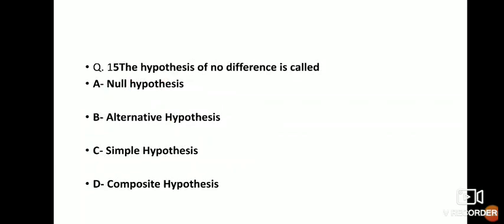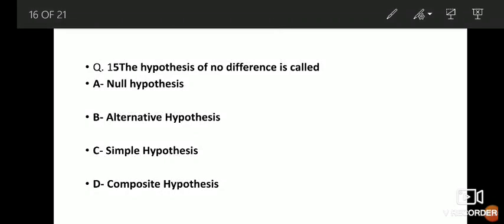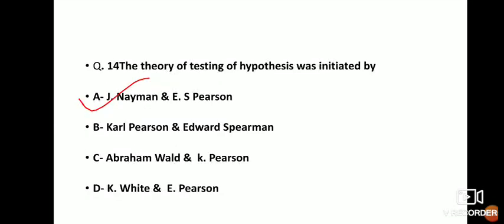The hypothesis of no difference is called, this is a simple question, and given options are null hypothesis, alternative hypothesis, simple hypothesis and composite hypothesis. As we know, the null hypothesis is written in the form of equality, so it is called the hypothesis of no difference. So here the correct answer is option A, that is null hypothesis.